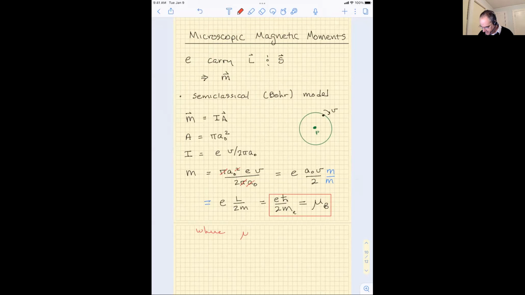And the Bohr magneton works out to the following value in SI units. It's 9.274 times 10 to the minus 24 joules per Tesla. All right.